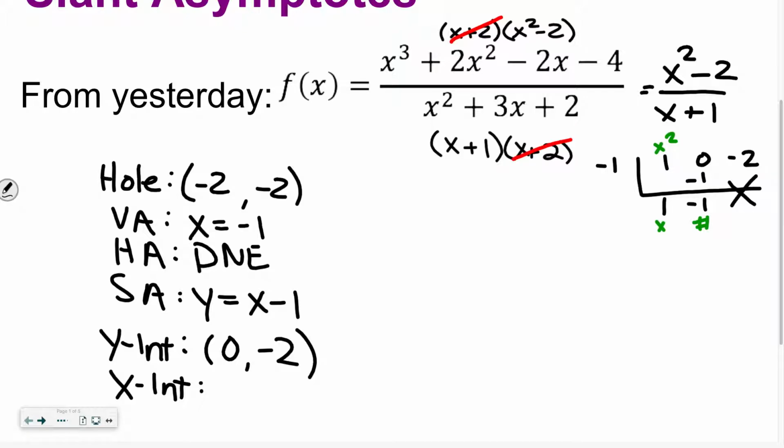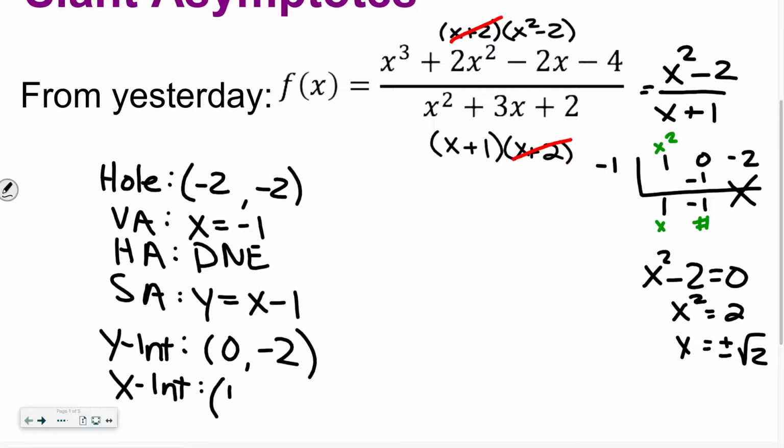And for the x-intercept, you can set the whole function equal to 0, but remember we also talked about in a rational function you really just need to set your numerator equal to 0. That's the only way the fraction would ever equal 0. So x squared minus 2 equals 0. X squared equals 2. X equals plus or minus the square root of 2. Okay. And I'll write that down here. I have plus or minus the square root of 2, comma 0.